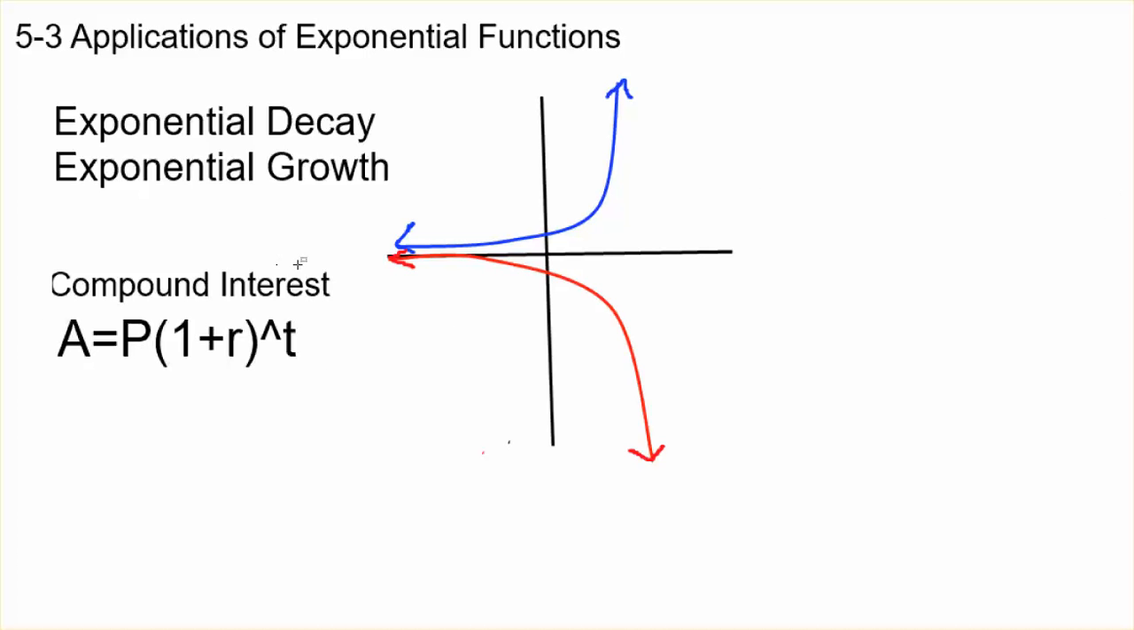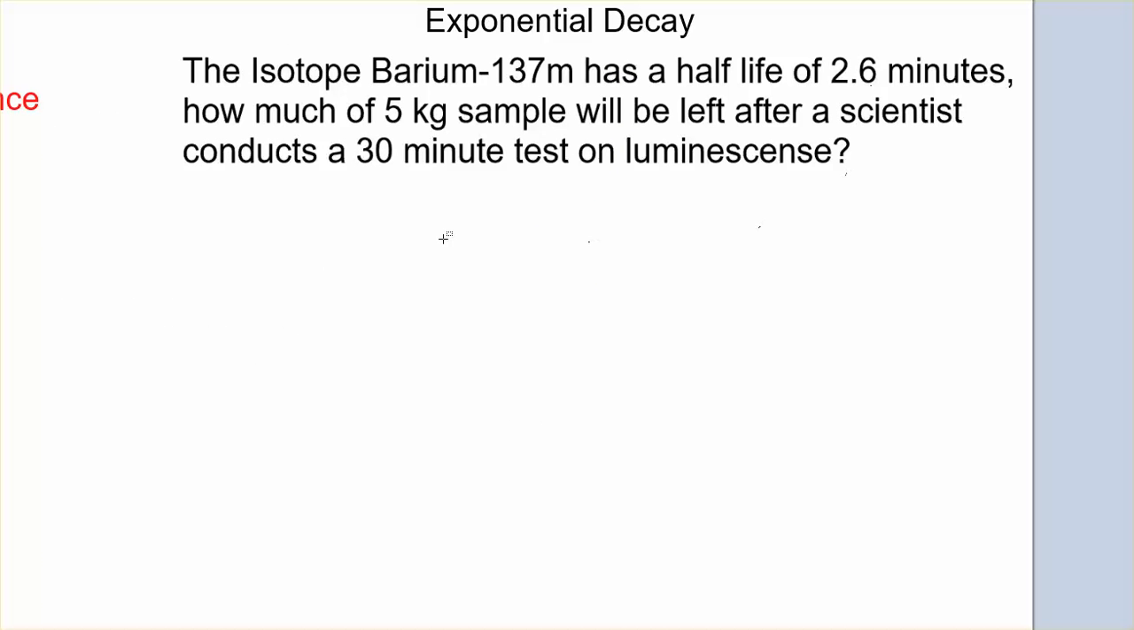This compound interest formula is the main formula that we're going to be using for all of the growth, and then we're going to have the special half-life formula for exponential decay. Okay, so exponential decay: the isotope barium-137m has a half-life of 2.6 minutes. How much of a 5 kilogram sample will be left after a scientist conducts a 30-minute experiment on its luminescence?